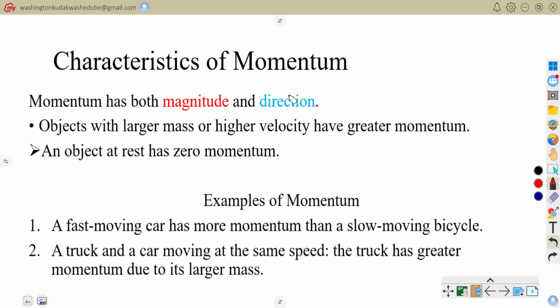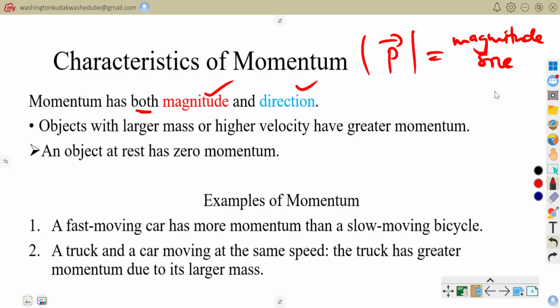And then we need to look into the characteristics of momentum. As we have mentioned, momentum is a vector quantity, which means that momentum has both magnitude as well as direction. Whenever you want to fully describe momentum, you need to determine its magnitude, which is its size, as well as its direction. Where is that momentum directed towards? Is it towards the right, towards the left, up or down, to the east, to the north?